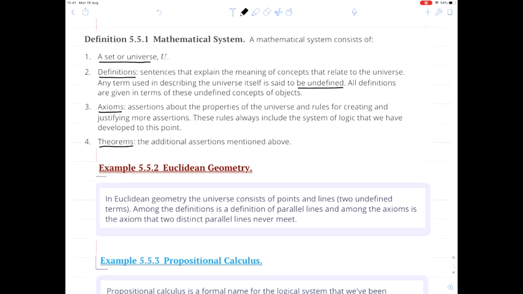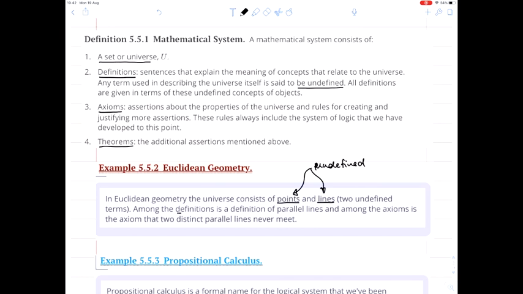There is an example of a mathematical system that you've actually worked with a lot, and that's Euclidean geometry. In Euclidean geometry, our universe consists of points and lines. And although you might not remember, you never actually saw a definition of what a point or a line was. It was kind of assumed that you knew what they were. So those are our undefined terms describing the universe.